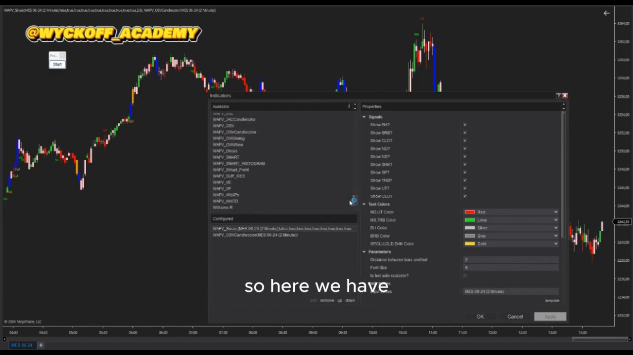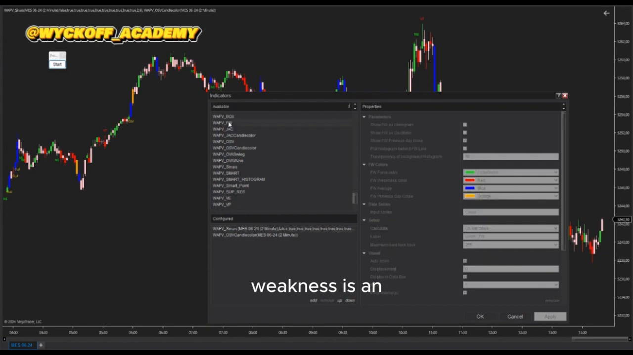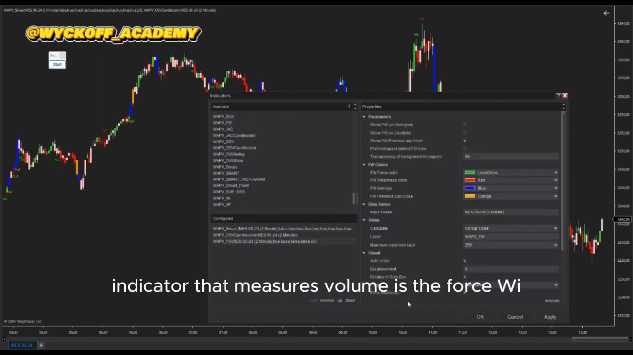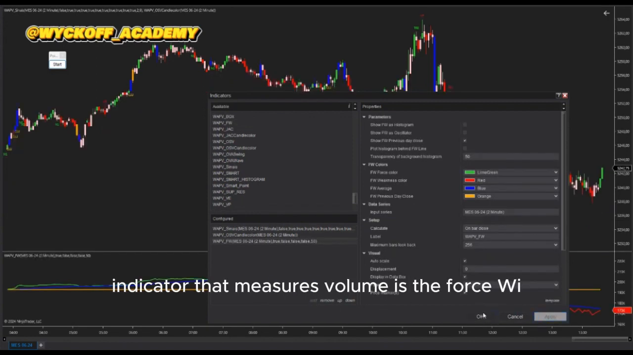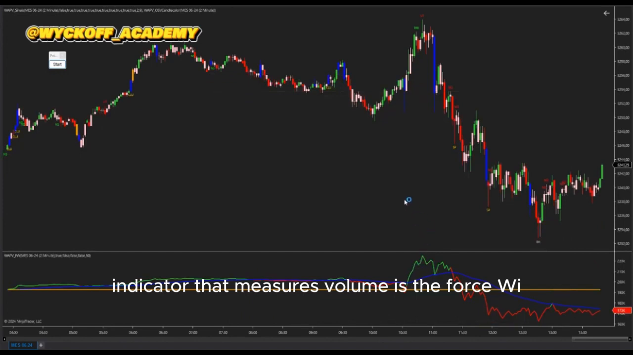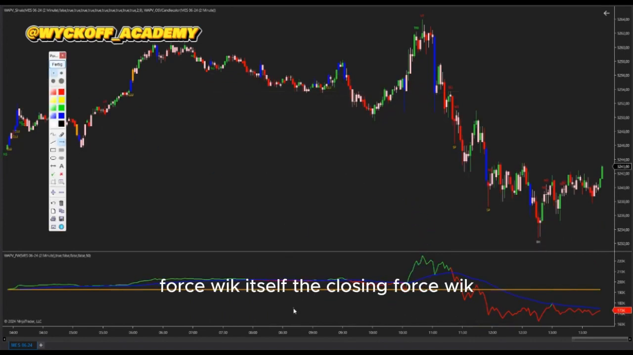So here we have now our Force indicator. Force is an indicator that measures volume. It measures volume and it has the region of the force wick itself, the closing force wick from the previous day, which works very well as support.